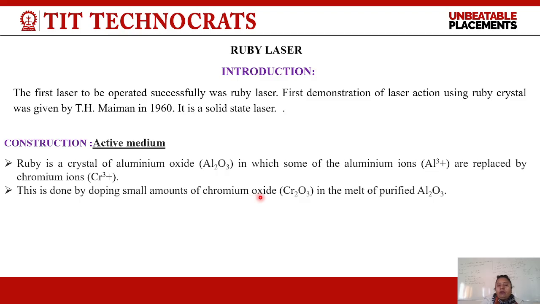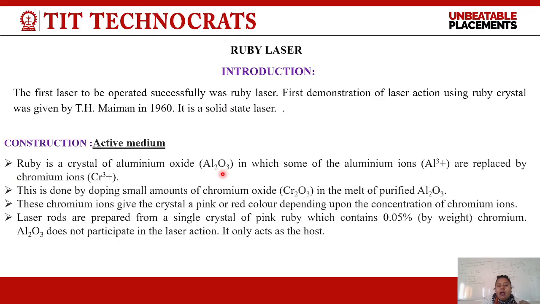How can we dope it with chromium ions? We can take aluminum oxide and chromium oxide, where 0.05% by weight of chromium oxide is added inside the aluminum oxide. It means that suppose you have 1 gram of Al2O3, aluminum oxide, you take 0.05% of chromium oxide and mix it together with the aluminum oxide.